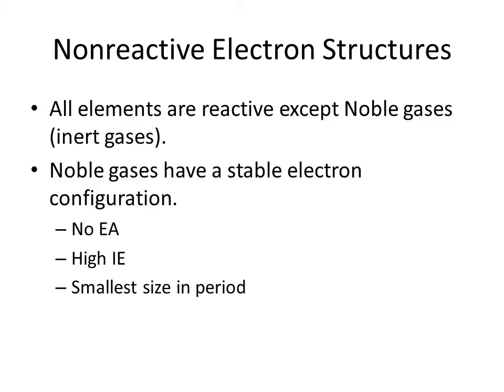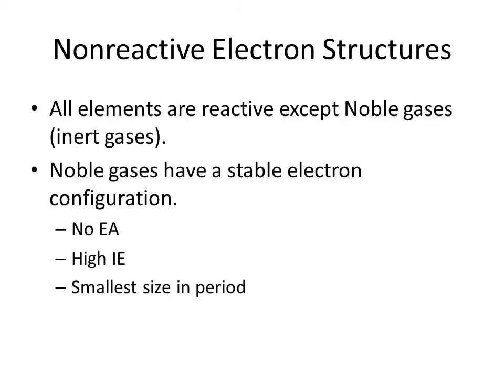When we look at what happens with atoms, we find that all elements are reactive except certain ones, and those are the noble gases. That's the last column on the right in the periodic table. They're also called inert gases because they don't undergo reactions. Noble gases have a very stable electron configuration. They all, except for helium, have an s2p6 outer shell.